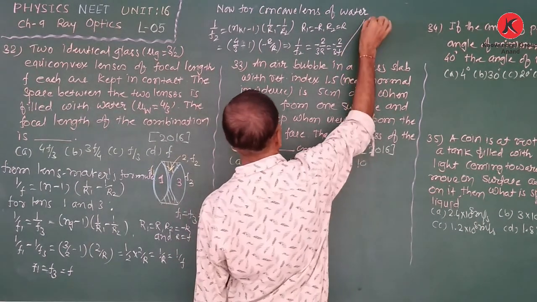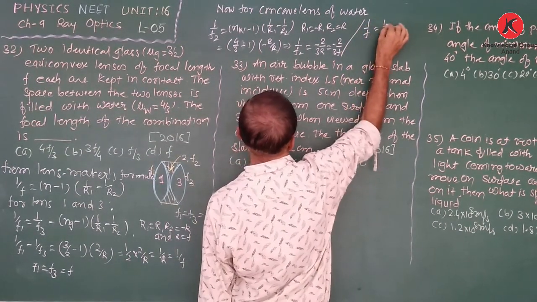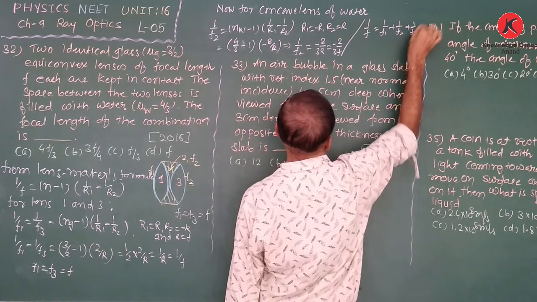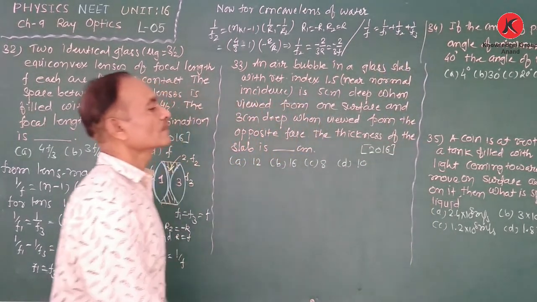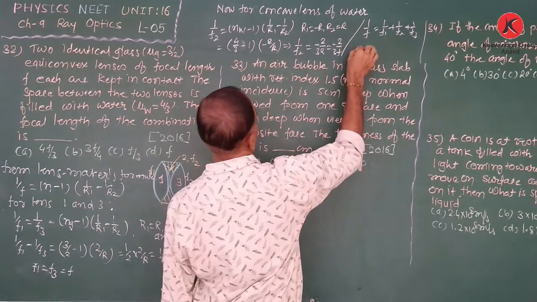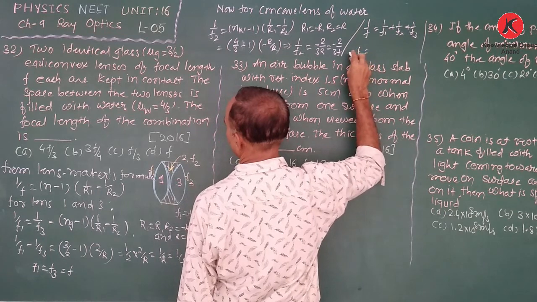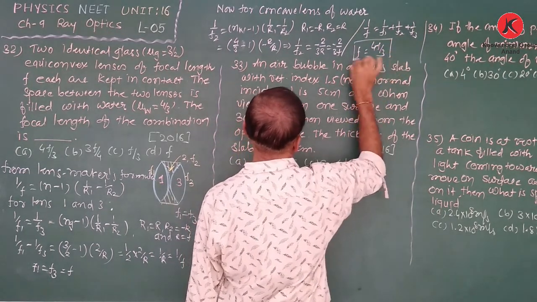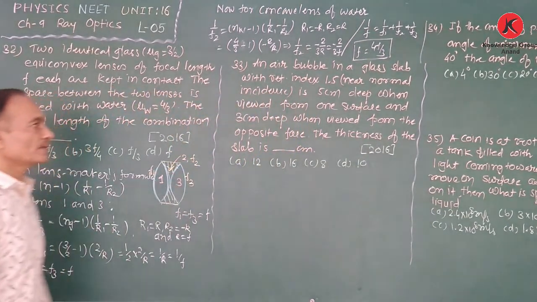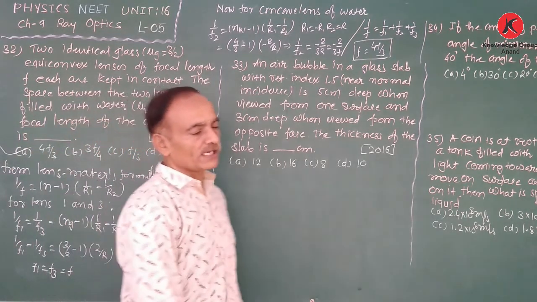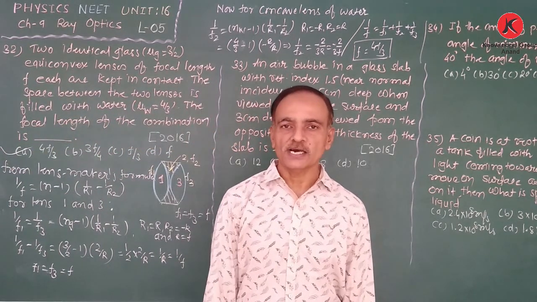Therefore, the resultant 1 upon F is equal to 1 upon f1 plus 1 upon f2 plus 1 upon f3. As we substitute the values and simplify, we obtain the answer F is equal to 4f by 3. So where is the numerical? Only the use of lens maker's formula.